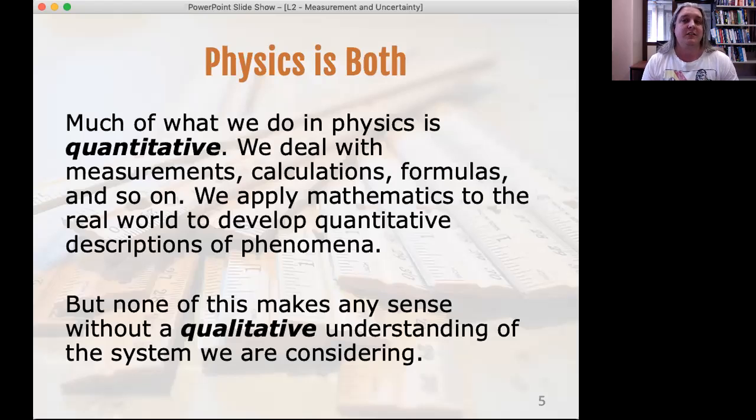That is quantitative study, and it is a lot of what we do, but none of it makes any sense without the qualitative understanding of what's actually going on. So you need to have some description, some idea of what's going on in order for the quantitative stuff to actually make any sense. So there is a bit of both. That said, the experimental physics, the measurements that we're doing, that's all quantitative.